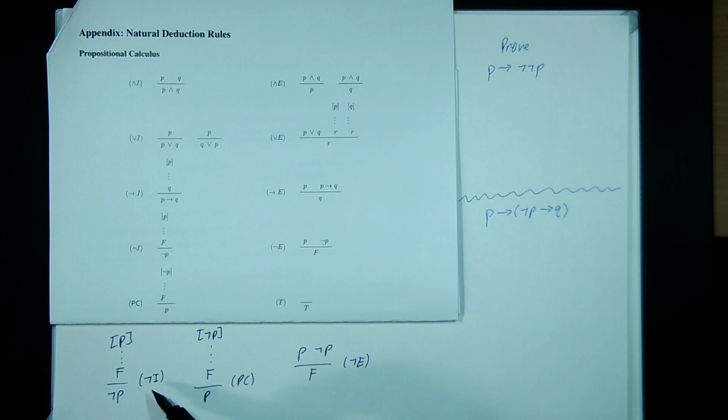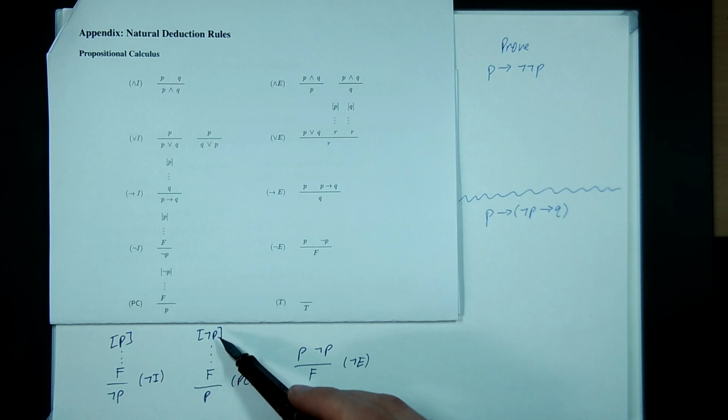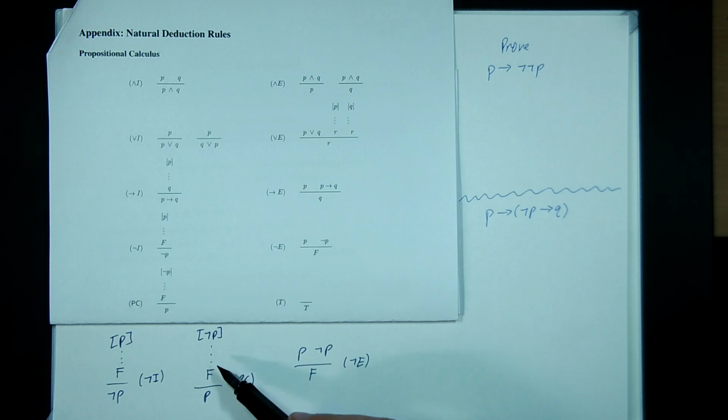Negation introduction says that suppose you want to prove not P, you can do that by assuming P to be true, so assume the opposite of what you want, do some stuff, and obtain false, therefore not P. And PC, proof by contradiction, is almost the same thing, but it's for removing a negation instead of adding one. So suppose you wanted to prove P, how you can do that is you can assume the opposite. You can assume not P, do some stuff, and obtain false, therefore P.